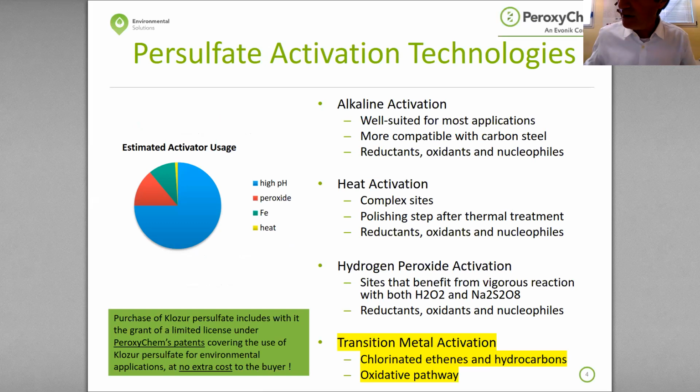In fact, we currently have a large project underway in Gela, Sicily, in partnership with the company Hammers Technology. We spoke about that this morning. Hydrogen peroxide activation is a powerful approach with its own place in the hierarchy. And lastly, transition metals activation, which is what this case study will explain in some more detail.